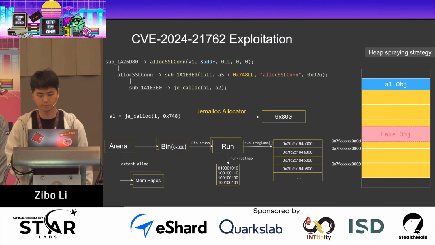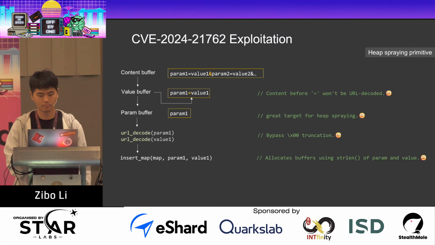jemalloc uses bins and runs to manage different sized regions. When there is no free region, the arena allocates multiple memory pages and splits them into continuous regions. Since the metadata is separated from the actual data, all 800 sized regions end up being perfectly hex 800 aligned, which is great for our heap feng shui.